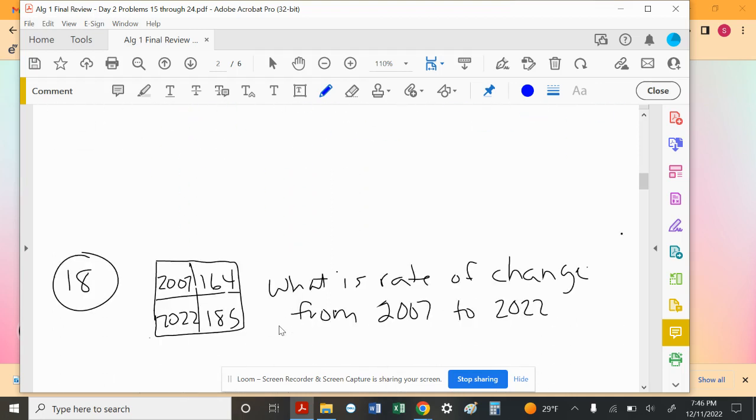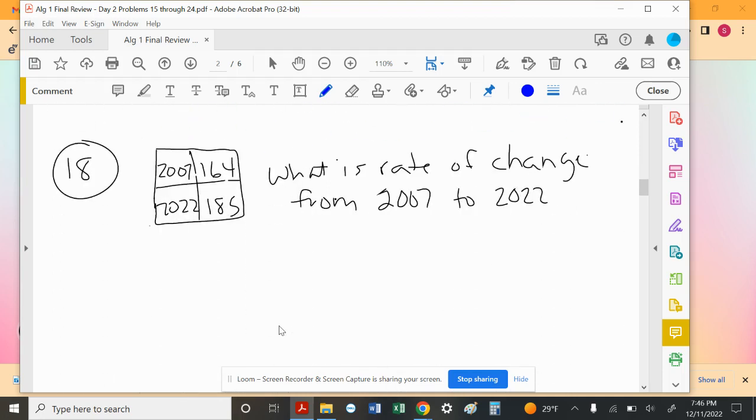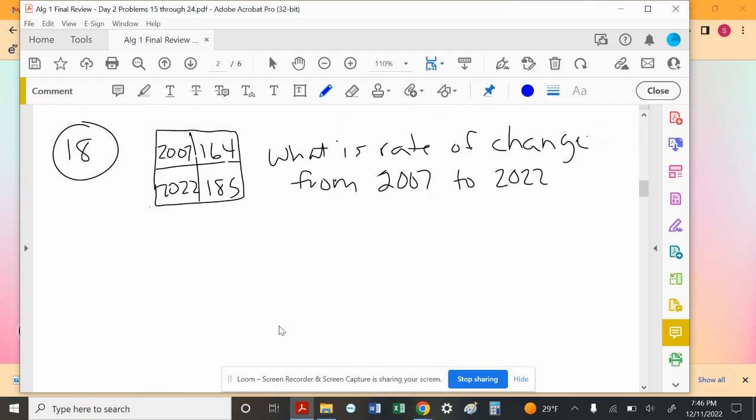Okay. Moving on to this one, what is the rate of change? Well, what's nice is that the rate of change is the same thing as the slope. So we're still going to do y2 minus y1 over x2 minus x1. It says, what's the rate of change from 2007 to 2022? Now, your problem is going to have a lot more words, but it's pretty much exactly the same. So we just have to pick which one is which.